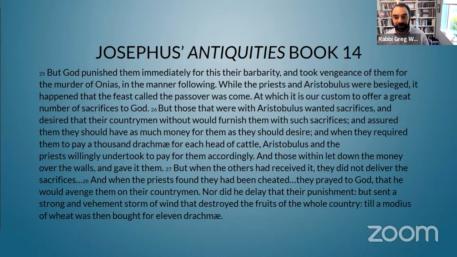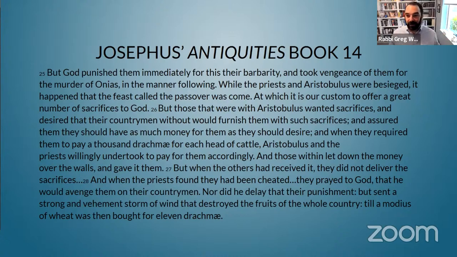"It is, of course, in the Passover season, our custom to offer a great number of sacrifices to God. But those that were with Aristobulus wanted sacrifices and desired that their countrymen would furnish them such sacrifices and assured them they would have as much money for them as they should desire, when they required him to pay 1,000 drachmae for each head of cattle. Aristobulus and the priests willingly undertook to pay for them accordingly, and those within let down the money over the walls and gave it to them. But when the others had received it, they did not deliver the sacrifices. And then the priests found they had been cheated. They prayed to God that he would avenge them on their countrymen. Nor did he delay their punishment, but sent a strong and vehement storm that destroyed the fruits of the whole country, till a modius of wheat was then bought for 11 drachmae."